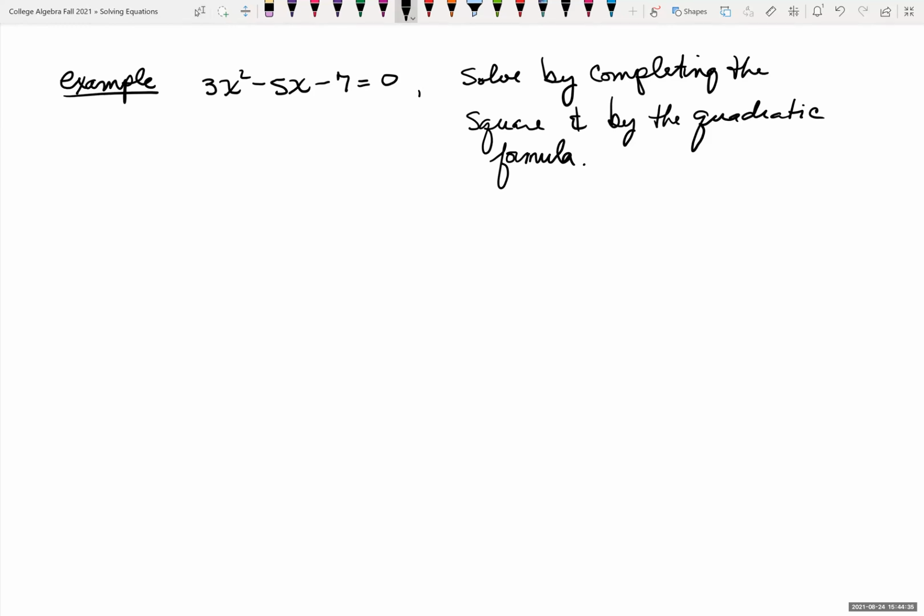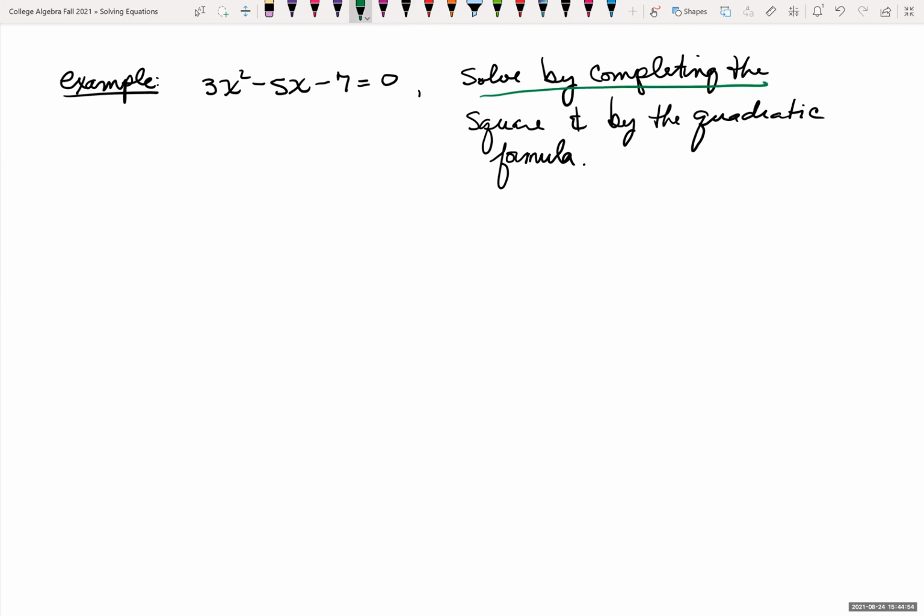Okay, so we're going to look at one more, and this example we're going to solve by both completing the square and using the quadratic formula. In this case, we have 3x squared minus 5x minus 7 equals 0. Let's do completing the square first.